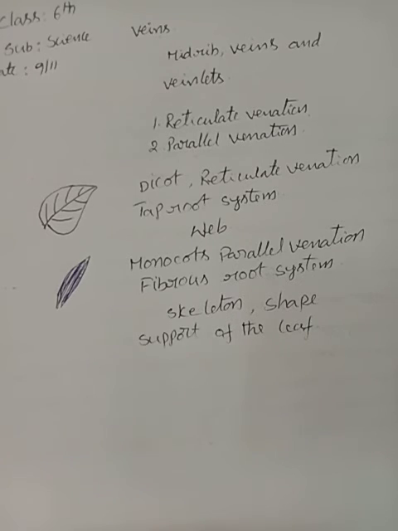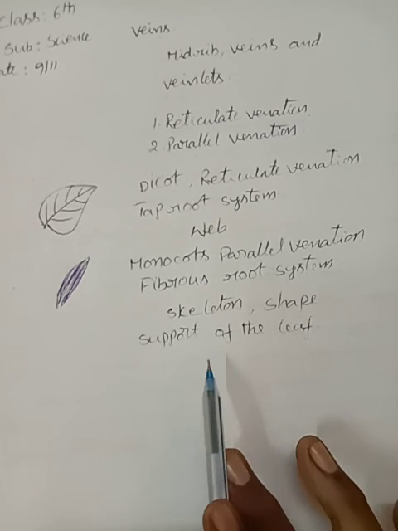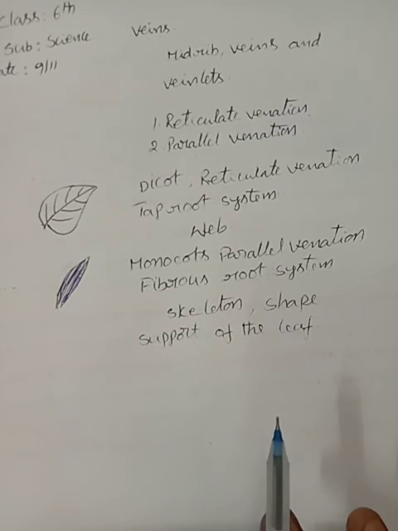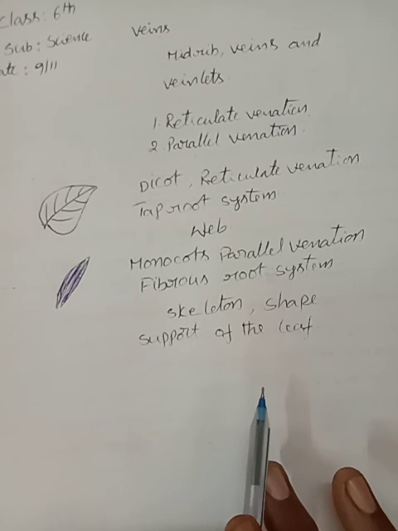What is the importance of venation? Venation acts as a skeleton of the leaf, and venation gives shape and support to the leaf.